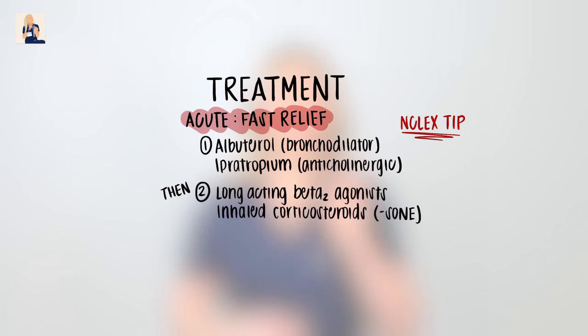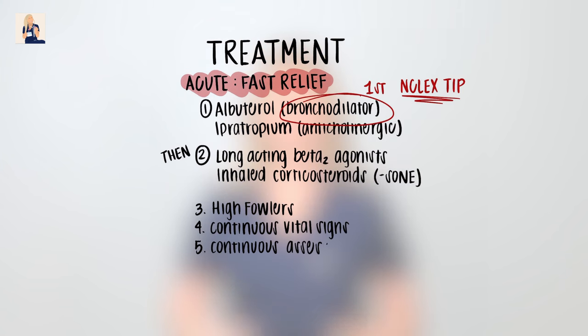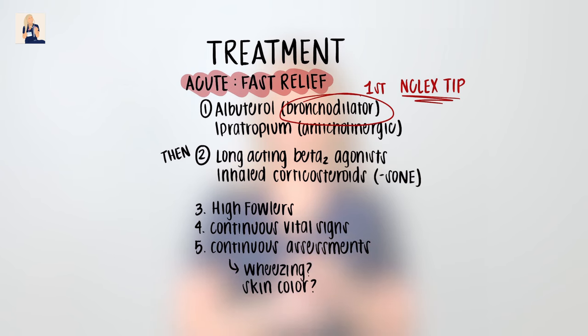An NCLEX tip, we will always give a bronchodilator first so that we open the lungs as much as possible to allow those meds or oxygen to make its way through. In addition to medications, we place the patient in a high Fowler's position and continuously watch vital signs. For assessment, ask yourself, is there a decrease in wheezing? How is the patient's skin color? Are they able to talk to me better after those meds were given?